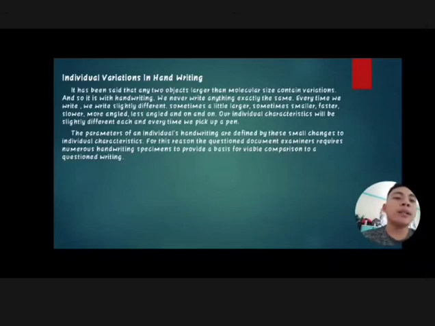Our individual characteristics will be slightly different each and every time we pick up a pen. The parameters of an individual's handwriting are defined by the small changes to individual characteristics. For this reason, the questioned document examiner requires numerous handwriting specimens to provide a basis for viable comparison to a questioned writing.